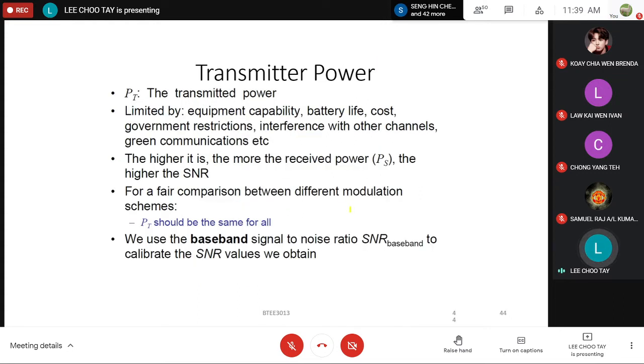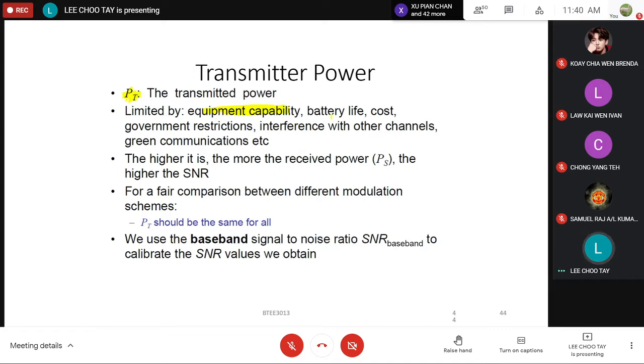Now, PT, the transmitted power. What can we say about the transmitted power? Transmitted power basically has some limitations. Of course, you can say I transmit higher power, then the receiver will receive higher power. However, there are limitations. The limitations are equipment capability. How much power can your equipment generate?